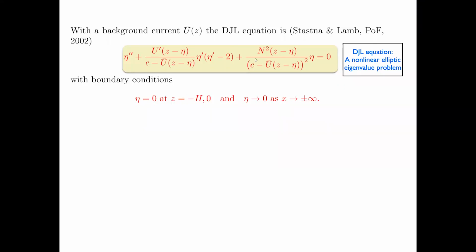Okay, and you want to find solutions of this equation satisfying eta is 0 at the top and bottom, because you've got a rigid lid, no vertical displacement of the top and bottom boundaries. And then for a solitary wave solution, I want eta to go to 0 as x goes to plus or minus infinity. Okay, you can also construct periodic solutions like cnoidal solutions of the KdV equation.